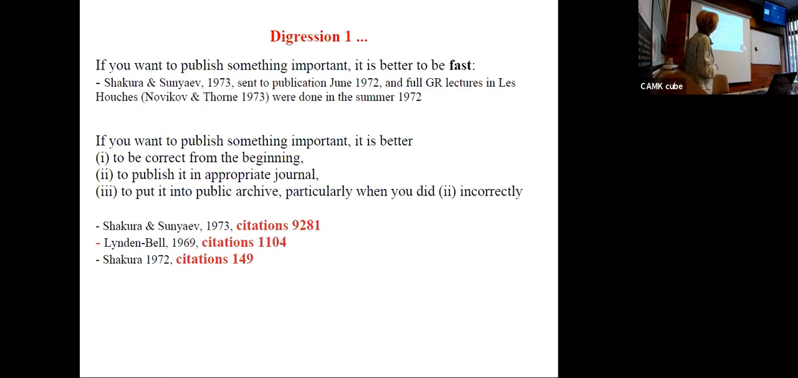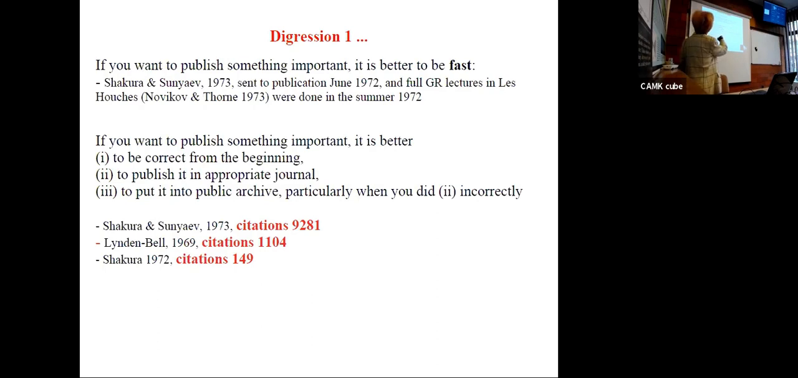One was Shakura and Sunyaev, which was sent for publication in June 72. And full GR lectures were done already in summer 72 by Novikov and Thorne. So you see, if you want to publish something, you should be really fast. Otherwise, perhaps Novikov-Thorne would be published before Shakura and Sunyaev, right? And that would be a catastrophe for the Shakura and Sunyaev paper.